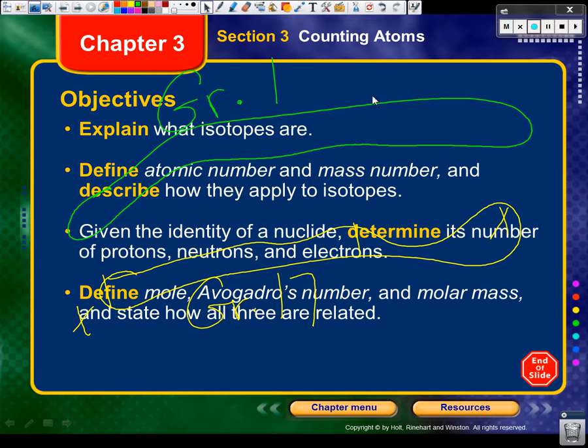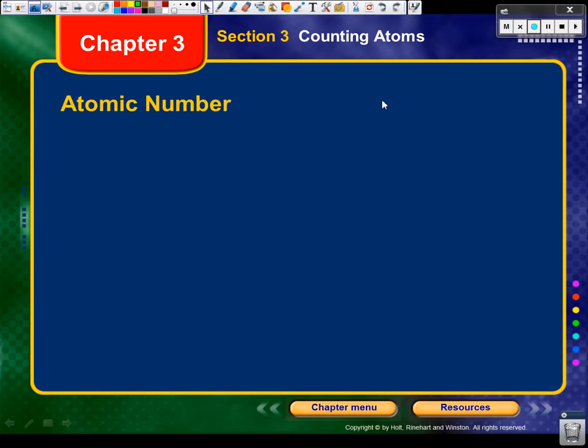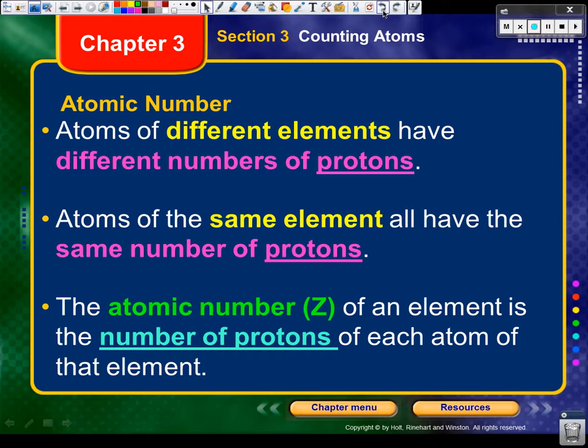All right. So let's talk about things we already know. I think you would agree this is a fact that you already know. Atoms of different elements have different numbers of protons. Does that make sense? Okay. Atoms of the same element have the same number of protons. That makes sense.